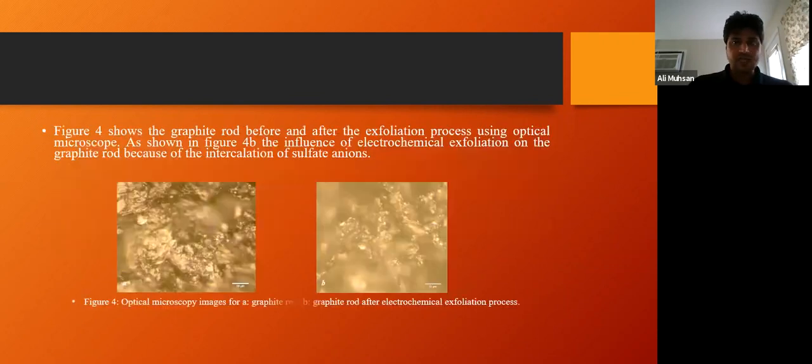Figure 4 shows the graphite rod before and after the exfoliation process using an optical microscope. As shown in figure 4B, the electrochemical exfoliation affected the graphite rod because of the intercalation of sulfate ions.